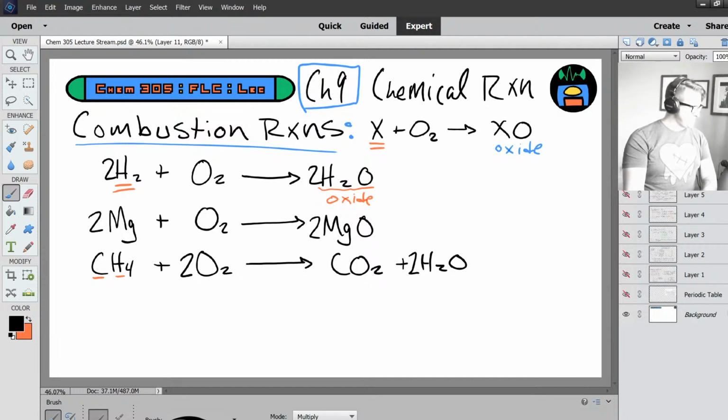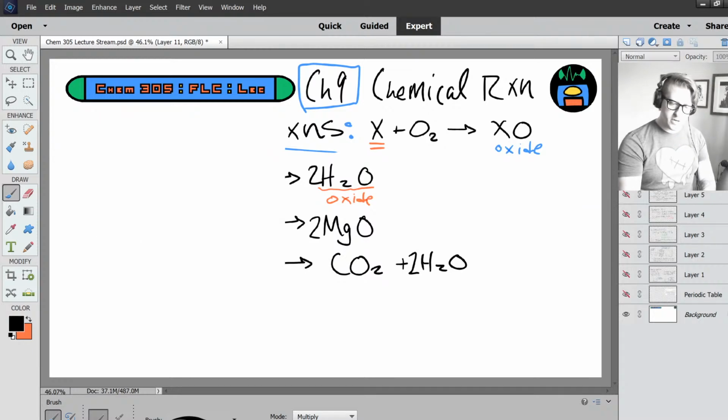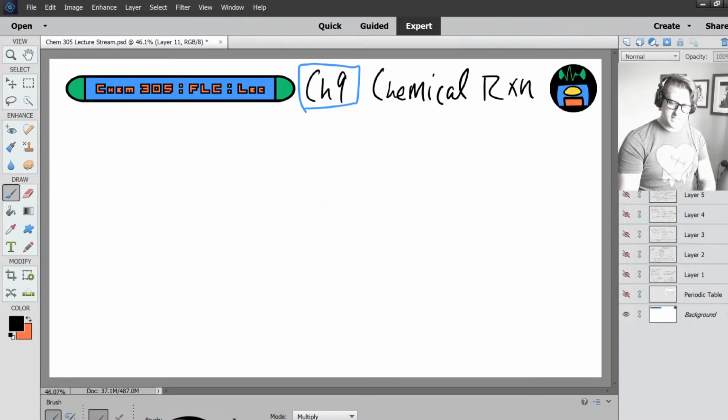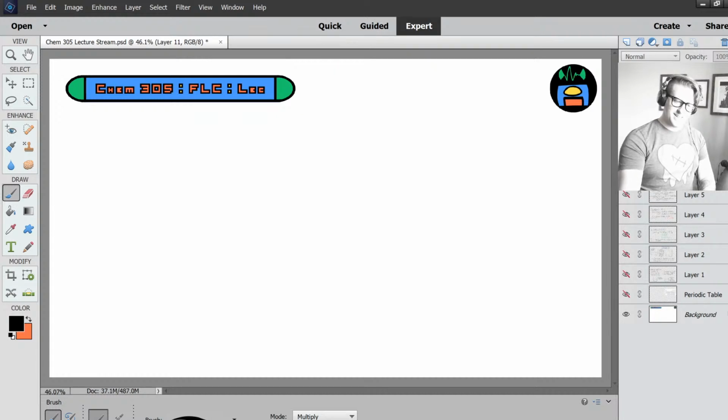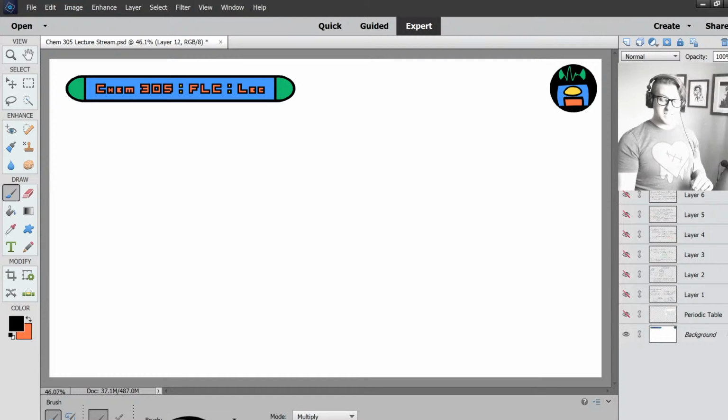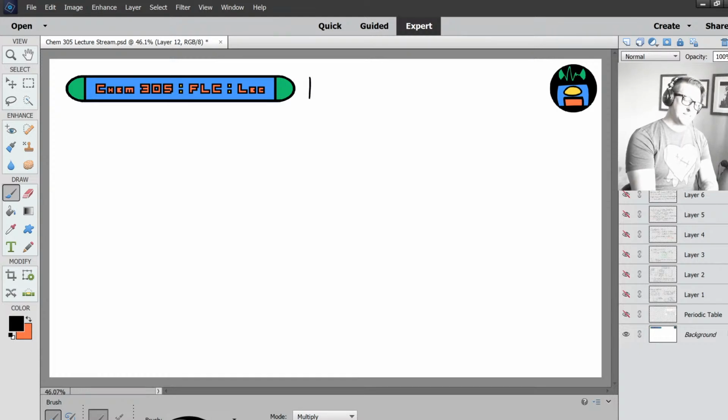All right, so that was a quick lightning round. Four new reaction types: combination, decomposition, displacement, combustion. But this fifth type of reaction I want to park on for a little bit, because this will take a little more effort, and it's a very important reaction class known as redox reactions.